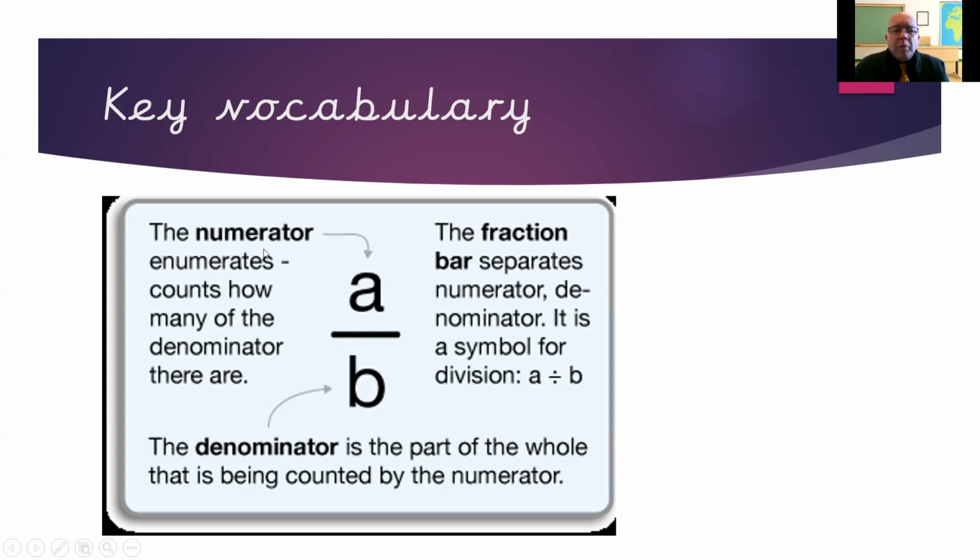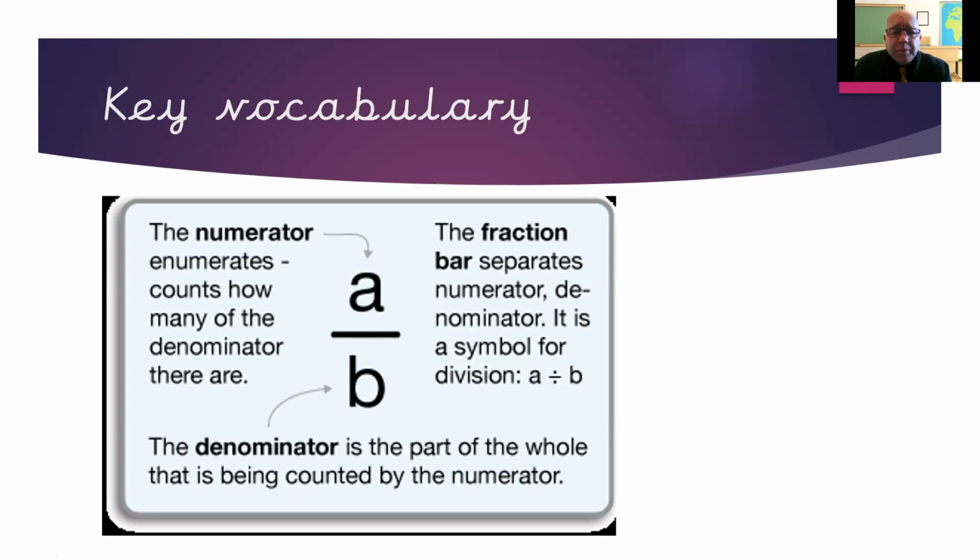The number on top we call the numerator. The numerator tells us how many of something, how many of the bits we're actually interested in, how many we're looking at. That'll become clearer as we work our way through. I'll keep coming back to this language throughout the lesson.